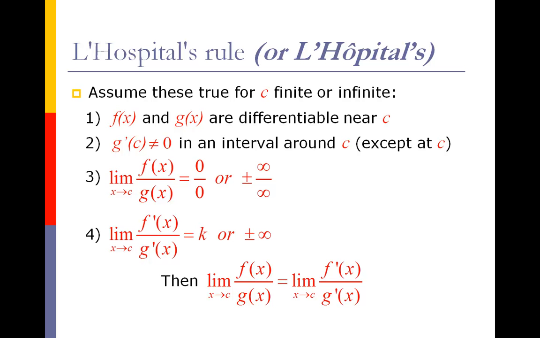Okay? So the way to interpret and use this rule in an operative context is to say, all right, let's say that we're looking for that limit. We check all four conditions, and if they are satisfied, then we can move to this limit and say, well, that is the same thing.